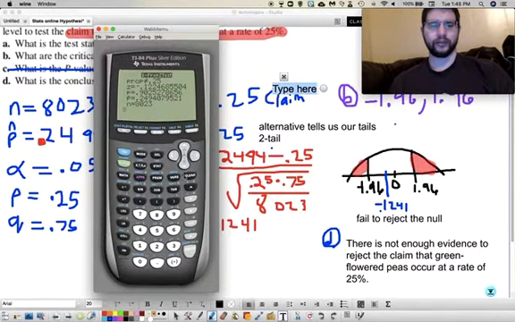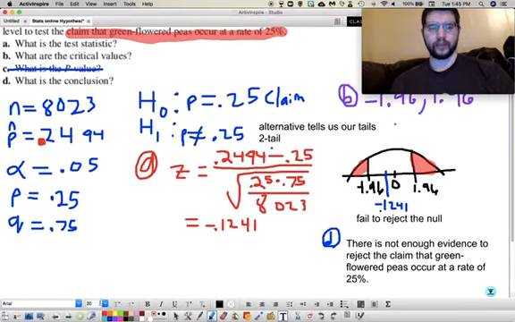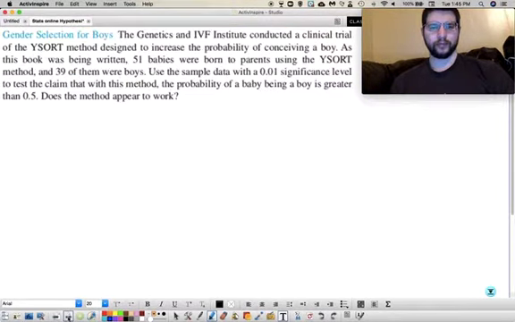Let's get our critical values. Again, we're going to do an inverse norm to get the critical values, 0.025, and it's standard normal, plus or minus 1.96, and the rest is the same. Draw it, shade it, plot it. Fail to reject the null, not enough evidence to reject the claim. Okay, next.